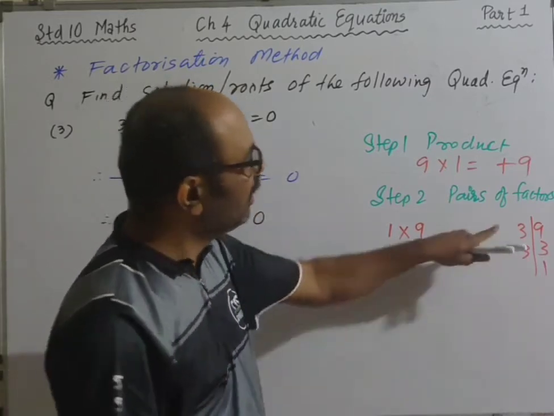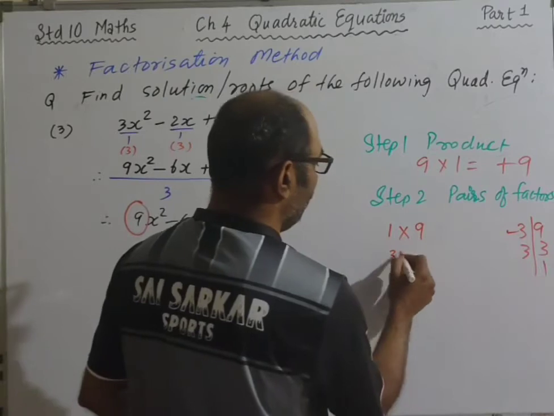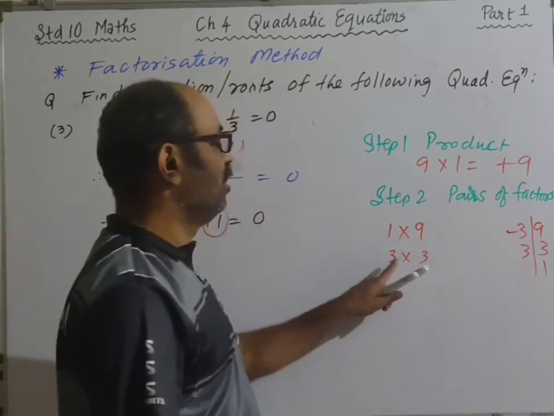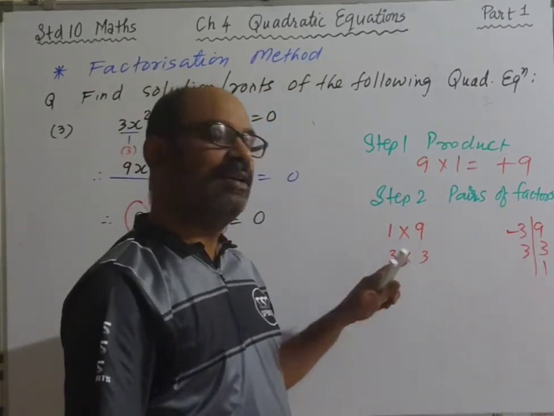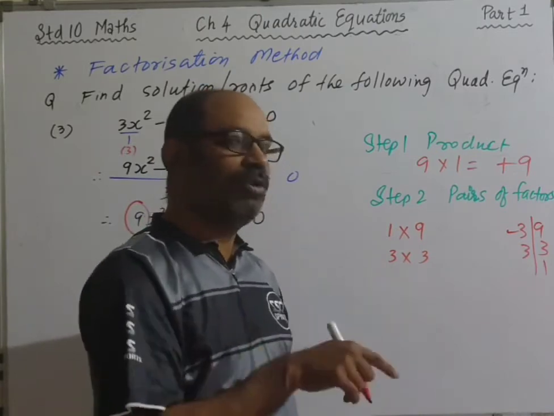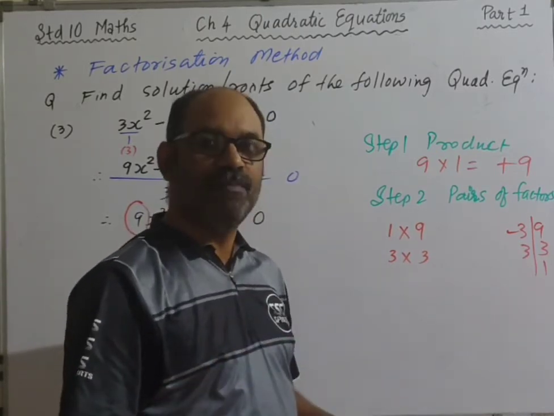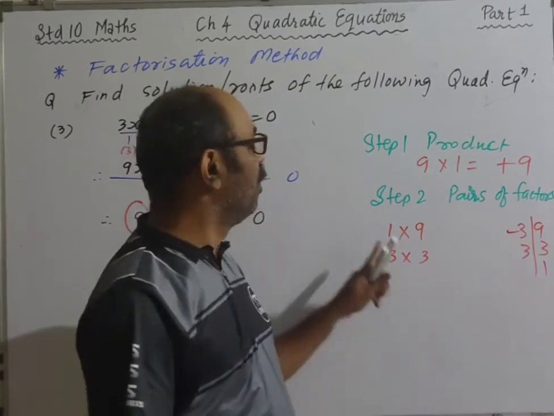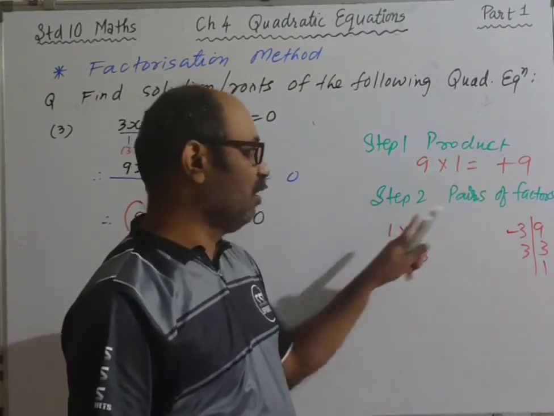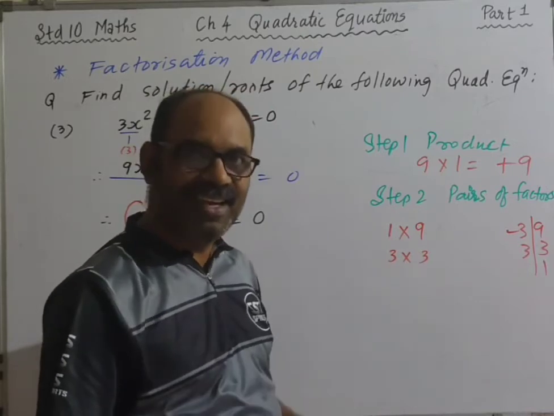After that 3. Yes, 3 is a factor. 3 into 3. Children, if both factors repeat, then also stop. Whether they cross or repeat, these are the two situations where you have to stop because there are no more further pairs of factors. There are only 2 pairs of factors, and beyond that there are none.